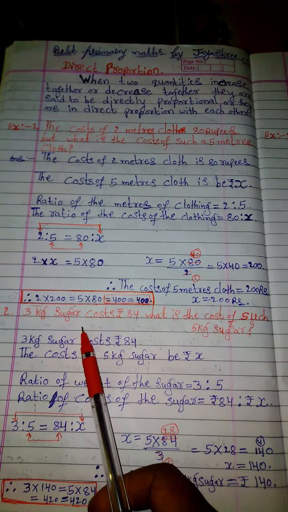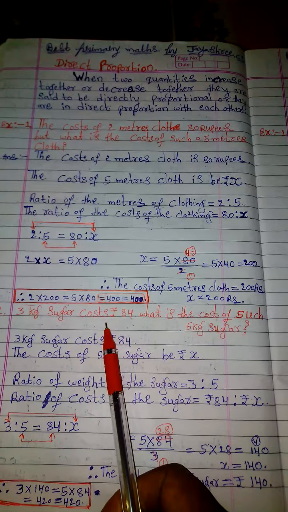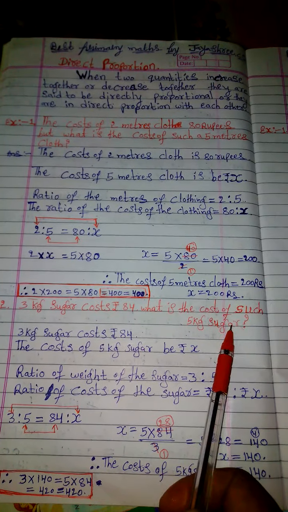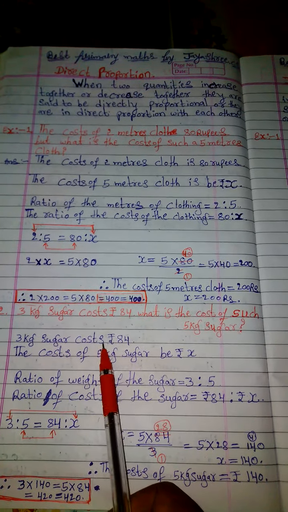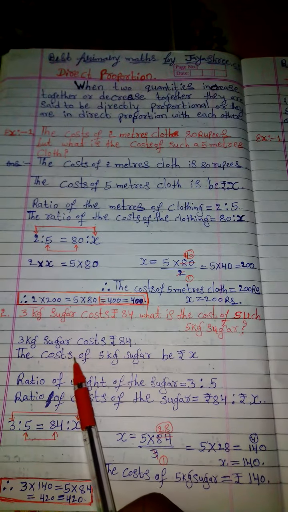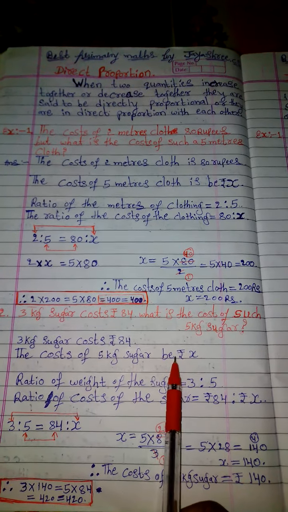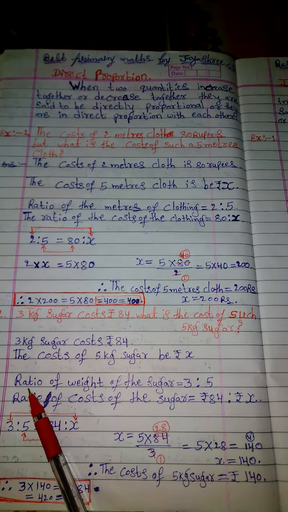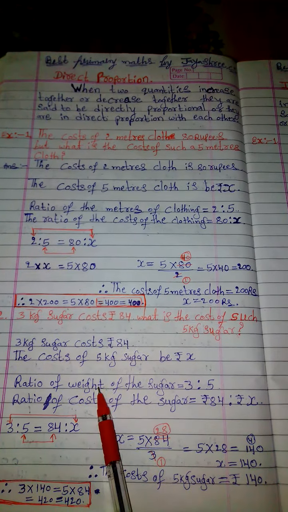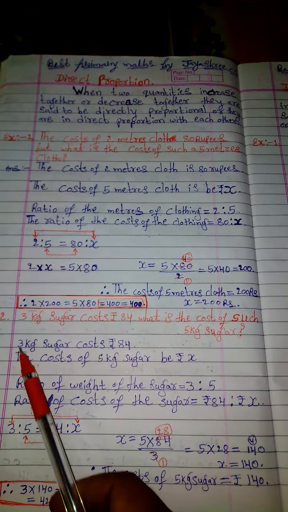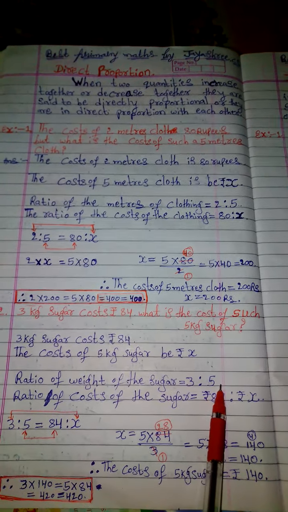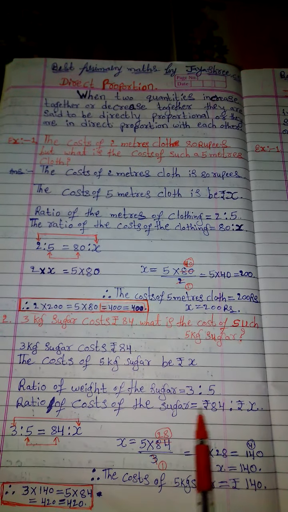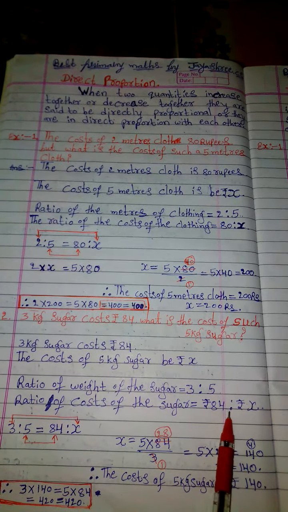3 kg of sugar costs 84 rupees. What is the cost of 5 kg of sugar? 3 kg of sugar costs 84 rupees. The cost of 5 kg of sugar be X rupees. We should find out the value of X. The ratio of the weight of the sugar is 3 is to 5. The ratio of the costs of the sugar is 84 is to X.